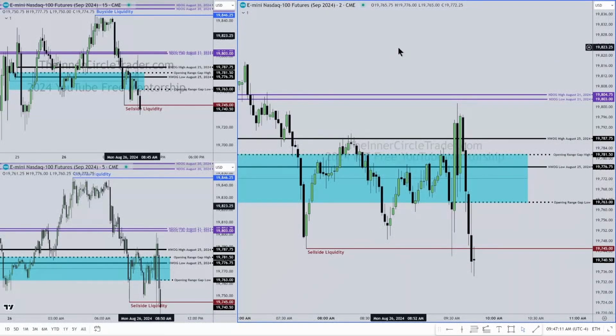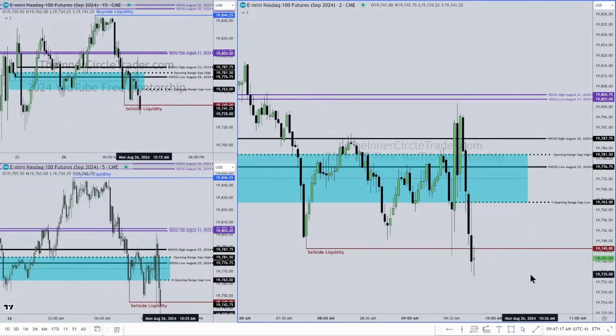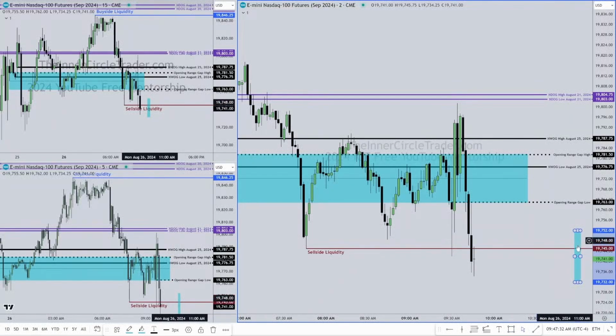So because of that, the amount of range. And I had one of the students ask me, what does a 20 handle move look like? So see that price here at 19,732. So all the way up to 7,052 even. That is a 20 handle price move or fluctuation. Okay. And you can see it's not much more than that for the opening range gap.